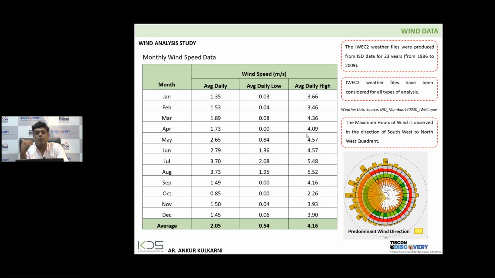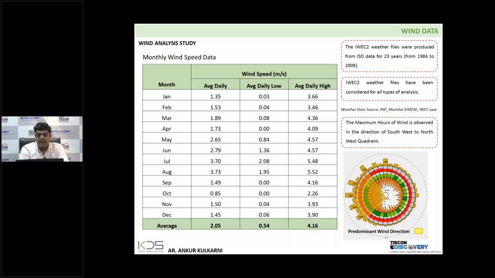So if we check the Mumbai weather file and we extract the data from it, this is Mumbai's average daily wind speed, which is 2 meters per second, and the average low speed is 0.54 meter per second, and the average daily high is somewhere close to 4.16 meter per second.